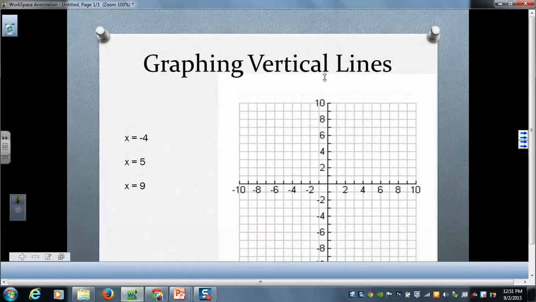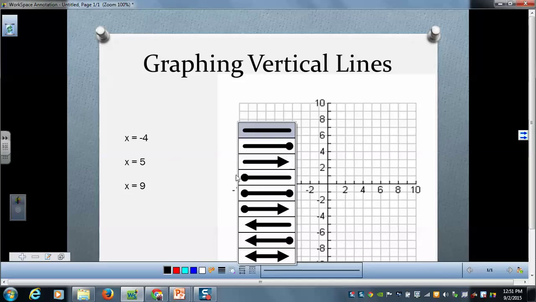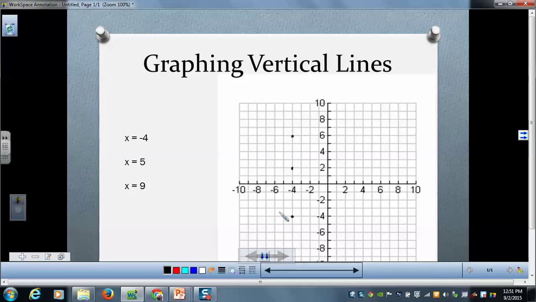Now, don't make this harder than it is. This tells us that x has to be -4. So for whatever point I pick, the x-coordinate has to be -4. I just want to pick 2 or 3 points and then draw the line. Here's (-4, 2), (-4, 6), (-4, -4). As long as my points have -4 as the x-coordinate, I'm good, and I can go ahead and draw our line. So here would be x equals -4.